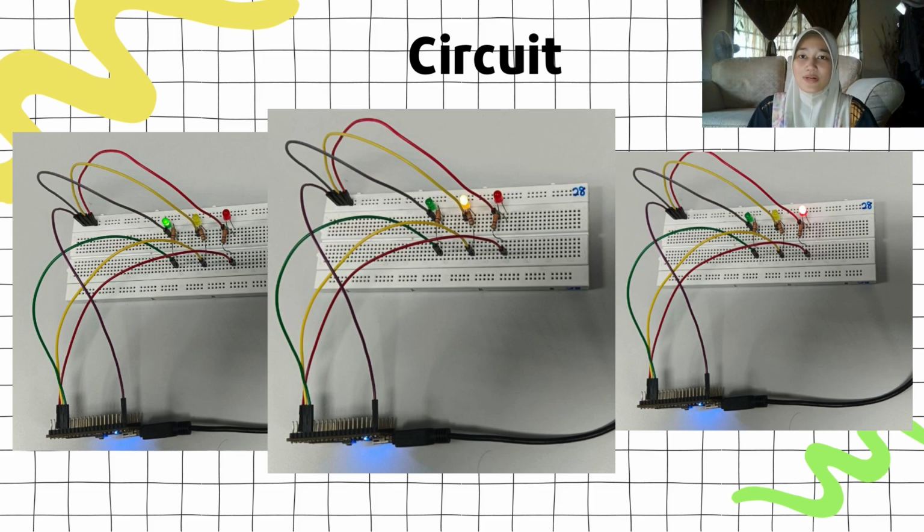Now, the working principle of our traffic light system is straightforward. So the mbed LPC1768 is programmed to cycle through the different states of a typical traffic light, which are red, yellow, and green. The red light represents the stop signal for vehicles, the yellow represents the warning signal, and the green light represents the go signal.